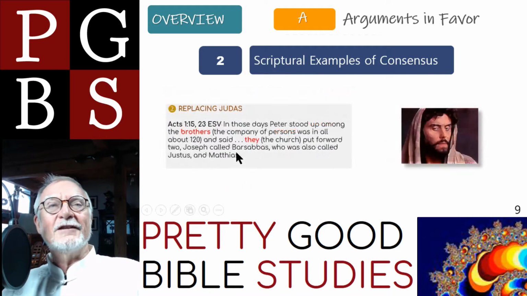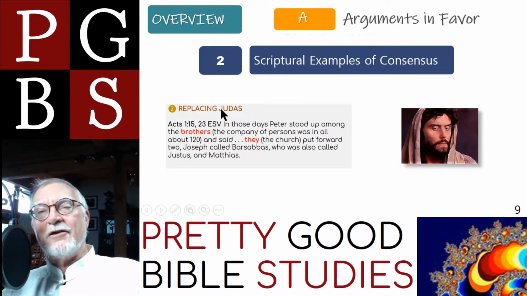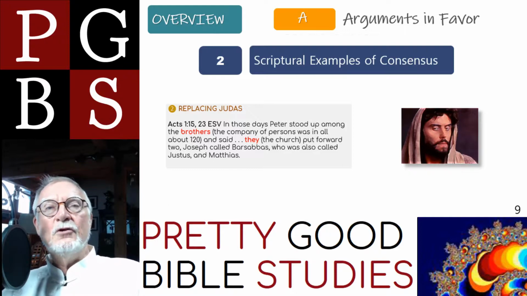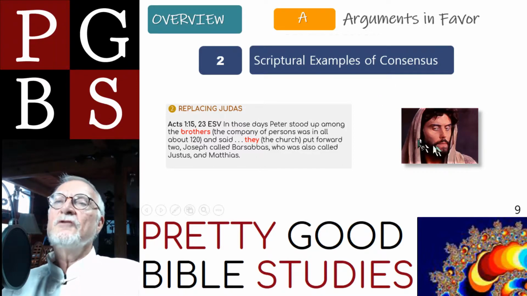Now let's look at the second example of consensual decision making in the church, replacing Judas Iscariot, the nasty traitor of Jesus, who hung himself and who suffered eternal damnation because of what he did. Somebody drew this picture of him.